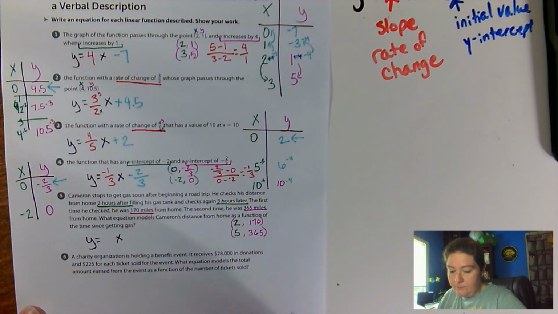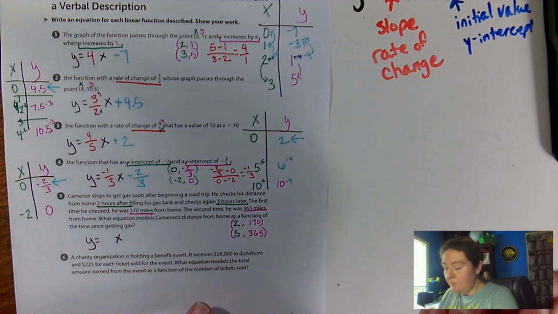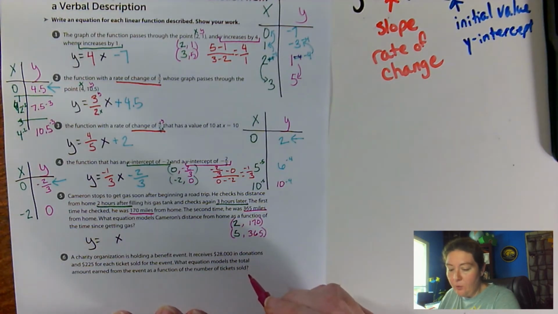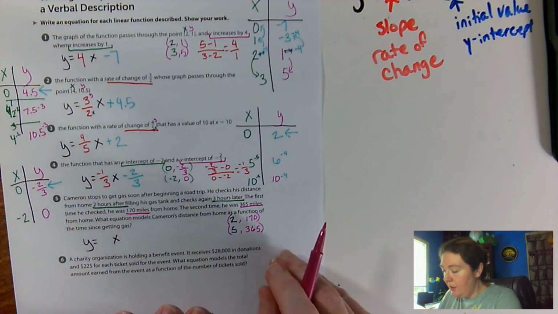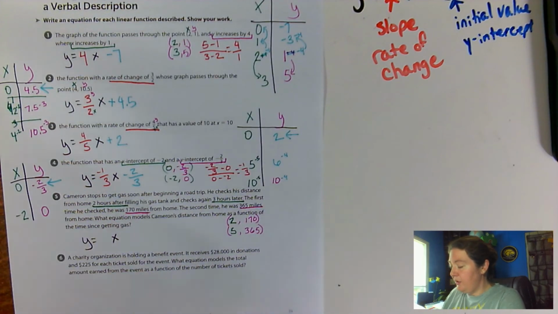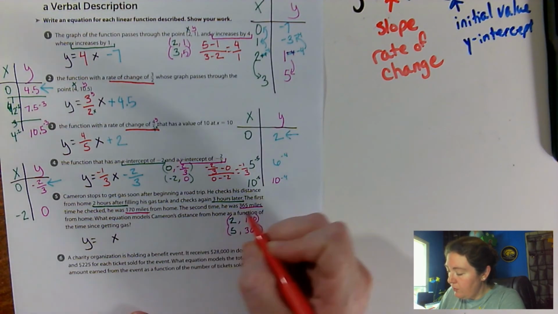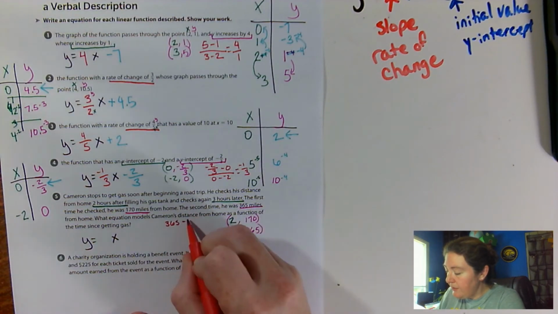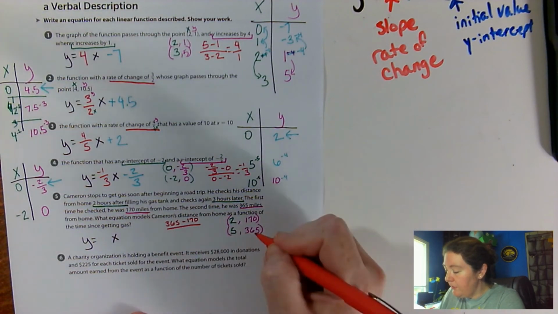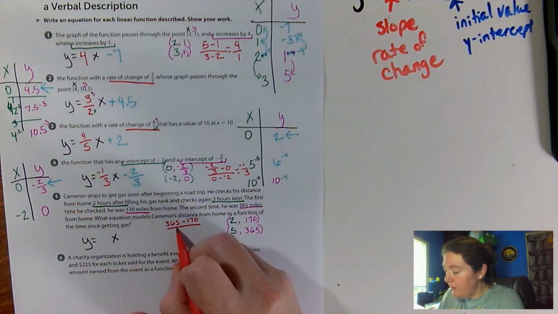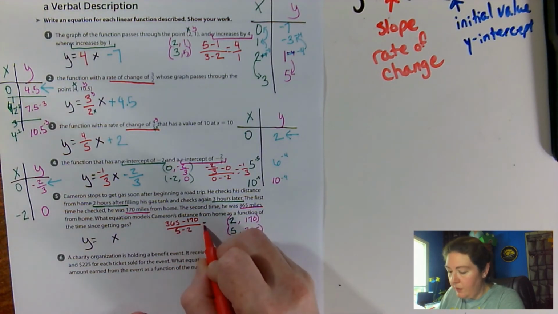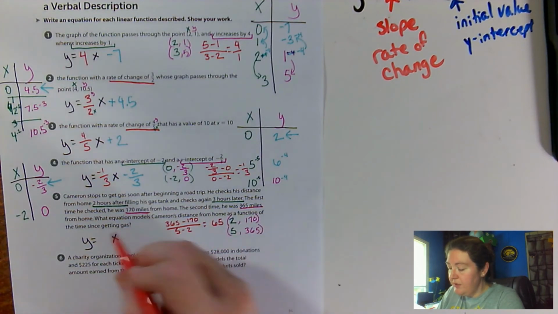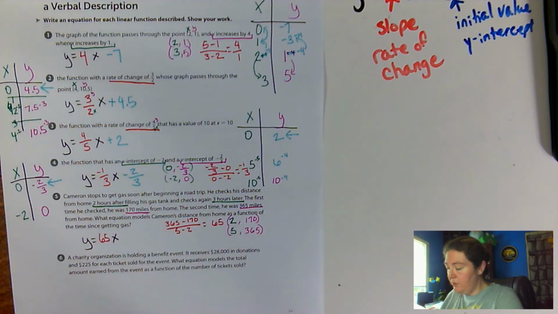So I need to figure out my rate of change. I'm going to take 365 minus 170. I started with this one, so I've got to start with this one. 5 minus 2, and that's going to give me 65. So 65 becomes my rate of change.